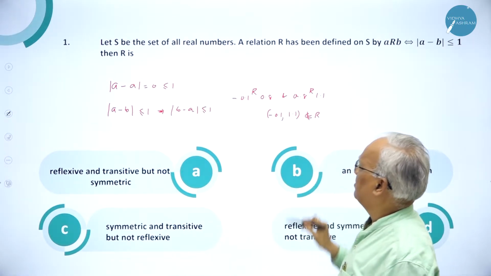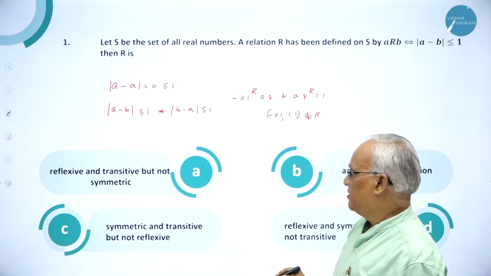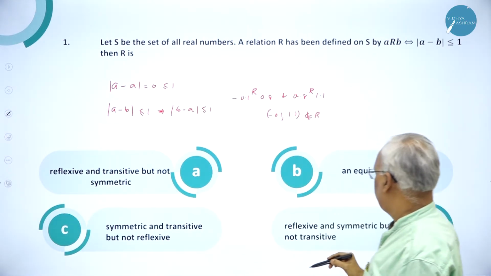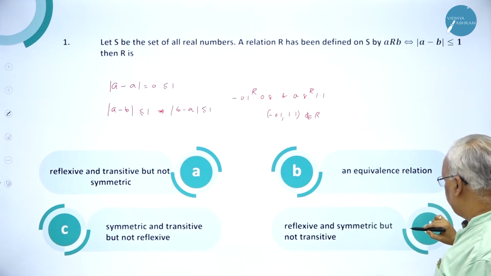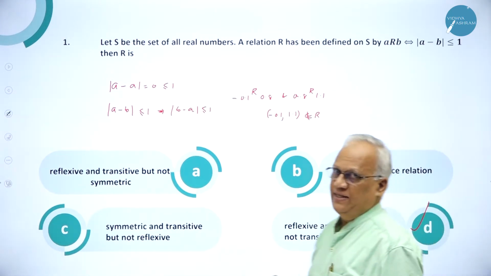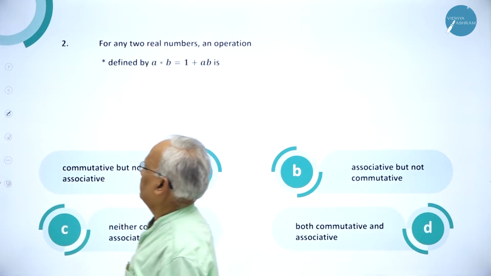So one counterexample will do. Therefore, this relation is reflexive, symmetric, but not transitive. The answer is D. So go to the next question.